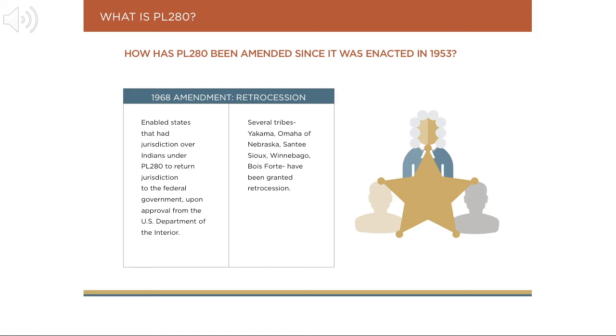The Secretary then has the choice to accept or reject the return of jurisdiction to the federal government. Retrocession is a long and complex process, sometimes taking 5 years, but several tribes have been granted retrocession: Yakima in Washington State, Omaha of Nebraska, Santee Sioux of Nebraska, Winnebago of Nebraska, and Bois Forte of Minnesota. If granted, retrocession can advance tribal self-governance and tribal sovereignty and improve public safety for the tribes and people.